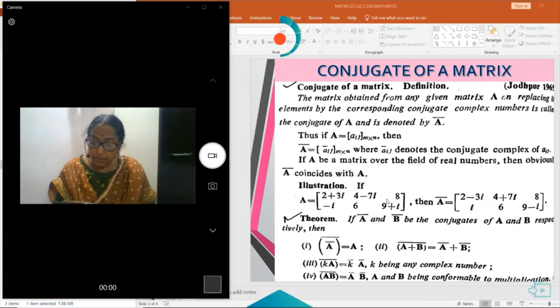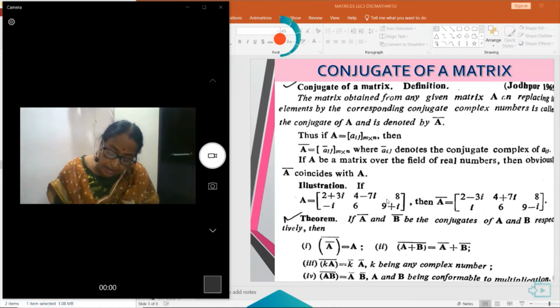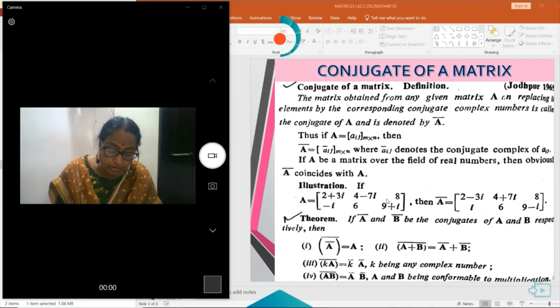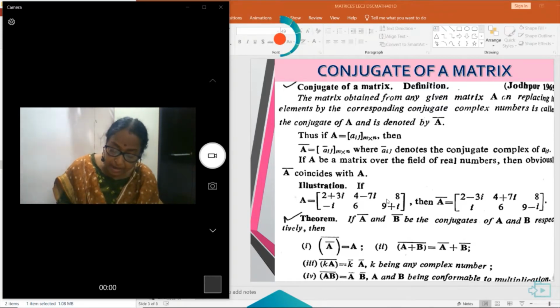The matrix obtained from the given matrix A by replacing its elements by the corresponding conjugate complex numbers is called the conjugate of A and is denoted by A bar. So thus if A is equal to [aij], an m cross n matrix, then A bar is equal to [aij bar], an m cross n matrix, where aij bar is defined as the conjugate complex of aij.